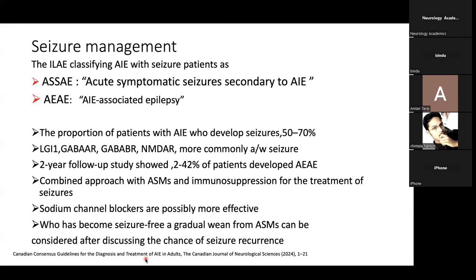Regarding seizure management, in patients who become seizure-free on immunotherapy, gradual weaning of the ASM can be considered after discussion, because seizures may recur and there is a chance of epilepsy later on.